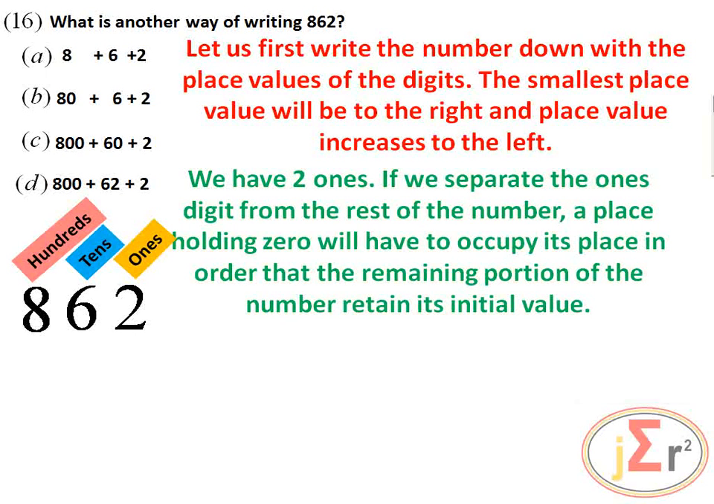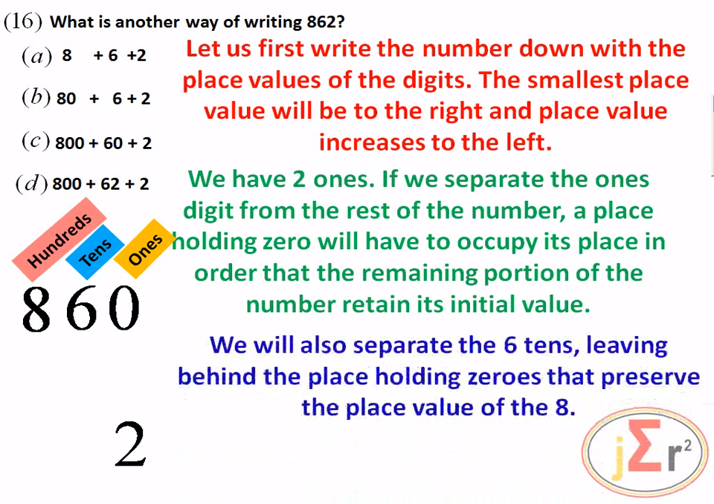So let us take out the 2 and put it somewhere there. 2 what? 2 ones. Notice that the 2 ones are still in the ones column. That's right? Yes. Okay. Suppose we did not put a 0 here, or when we separated the 2, there was no 0 here. Would that be correct? No, it wouldn't be correct. Why wouldn't it be correct? The number that remains would be what? 86. 86, right. And we know that it cannot be 86 because we had 862 to begin with. So we know that it is 860. We will also separate the 6 tens, leaving behind the place holding zeros that preserve the place value of the 8. So take the 60 there.